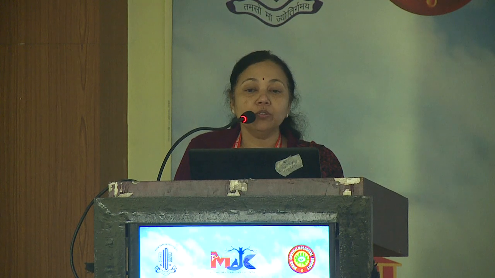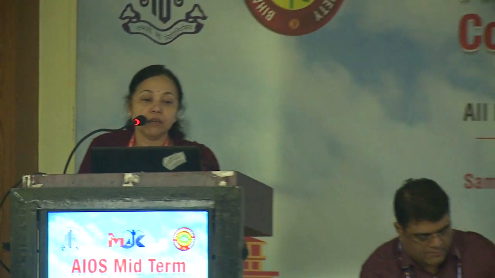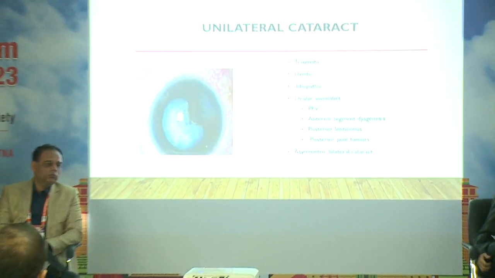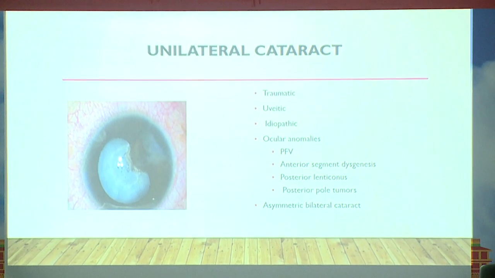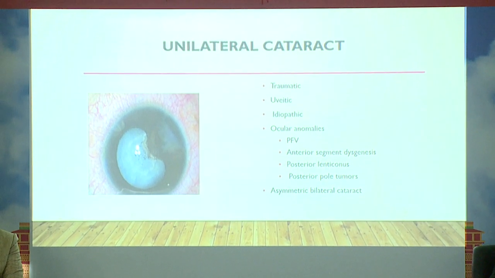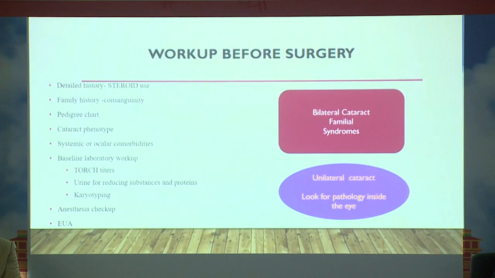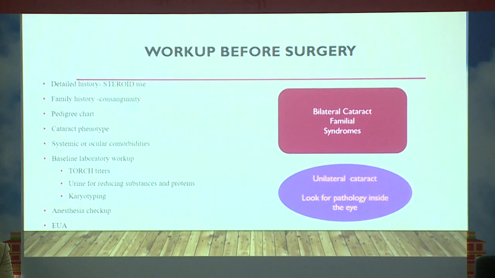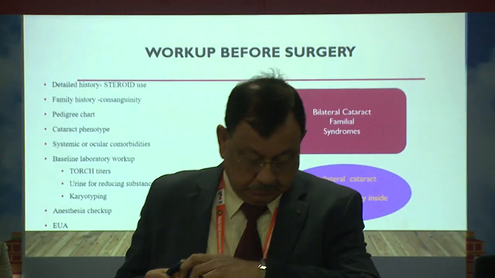They can present with different morphology. They can present as zonular cataracts, lamellar cataracts, membranous cataracts, or sutural cataracts. Unilateral cataracts are very important. You have to take care of trauma, uveitis, idiopathic causes, and also look for any ocular anomalies in these cases. Bilateral cataracts are either familial or syndromic. It's the unilateral cataract which you have to look for, because the pathology lies inside the eye.